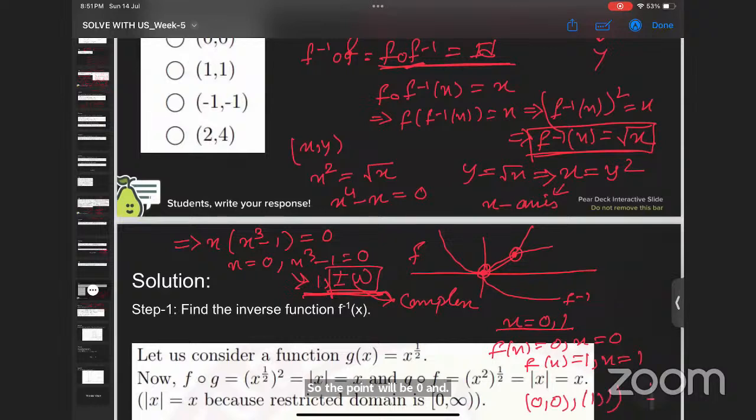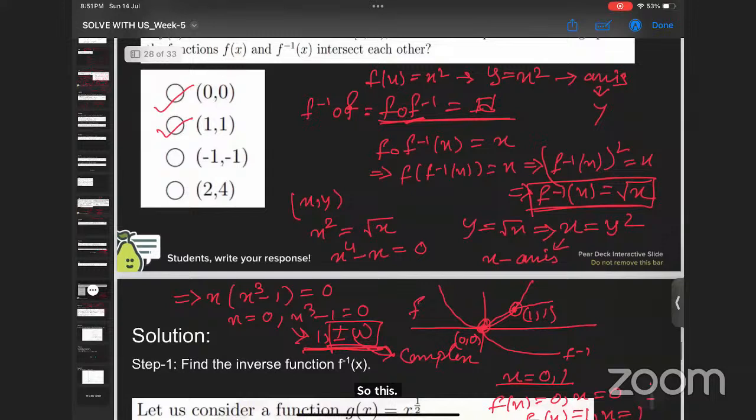So this is our 0, 0. This is clearly the origin. So this is 0, 0 and this is 1, 1. So these are the 2 points, these 2 options.